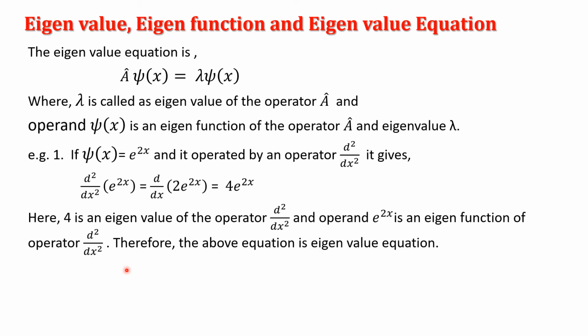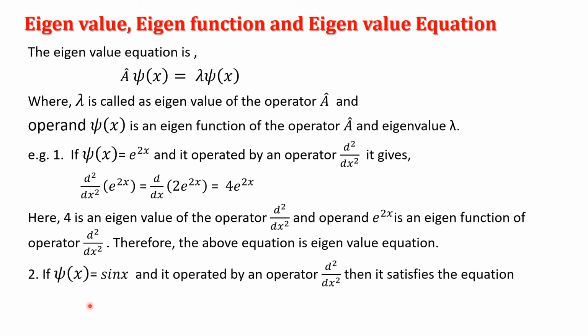Second example. Before the second example, we explain the same term here. 4 is an eigenvalue of the operator d square by dx square, and the operand exponential 2x is an eigenfunction of the operator d square by dx square, and therefore this equation satisfies the eigenvalue equation.